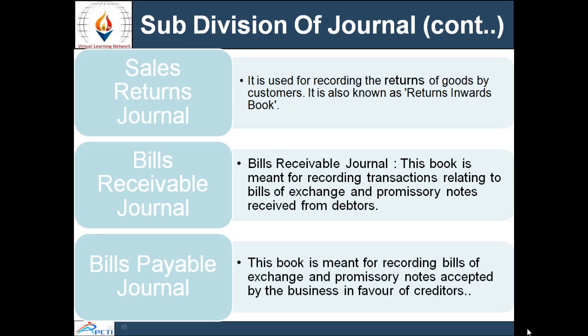Next one is bills receivable journal. This book is meant for recording transactions relating to bills of exchange and promissory notes received from debtors. Next one is bills payable journal. This book is meant for recording bills of exchange and promissory notes accepted by the business in favor of creditors.